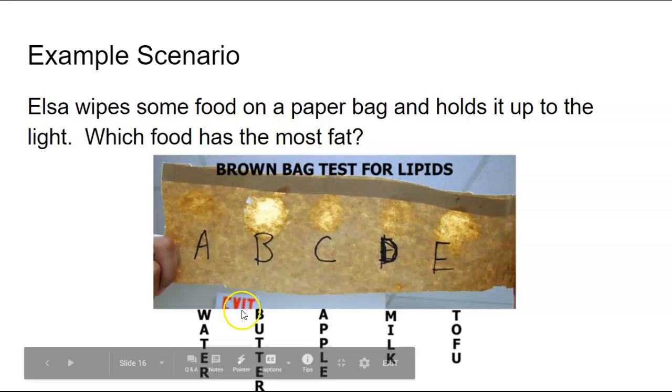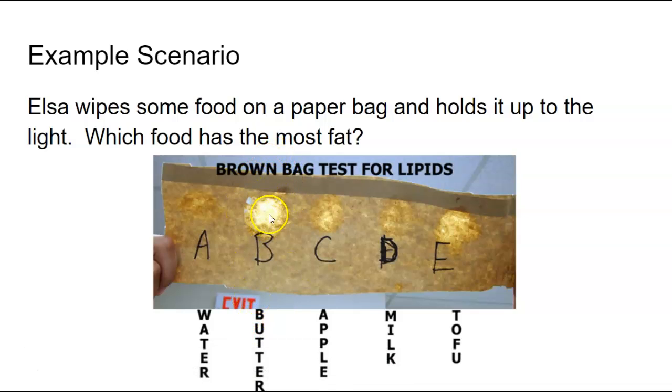Did you say butter? So butter probably has the most fat. How do we know that? Because it's the most see-through mark on this paper. So that's how we test for fats.